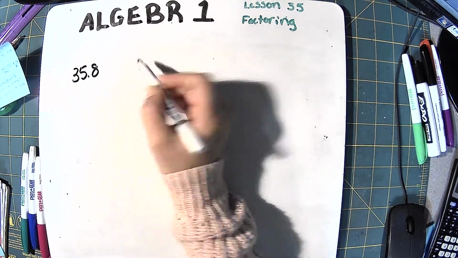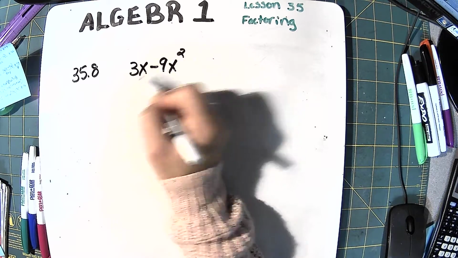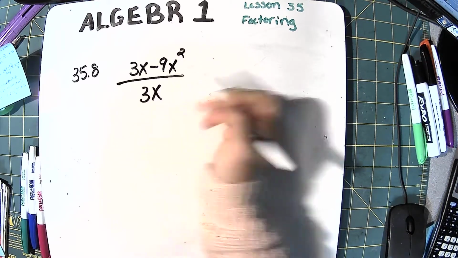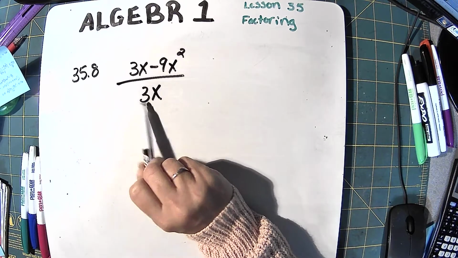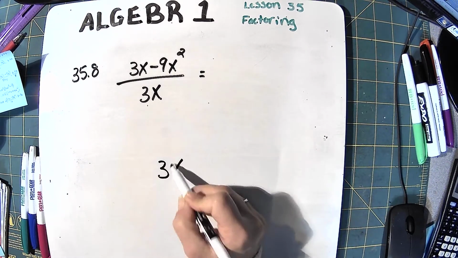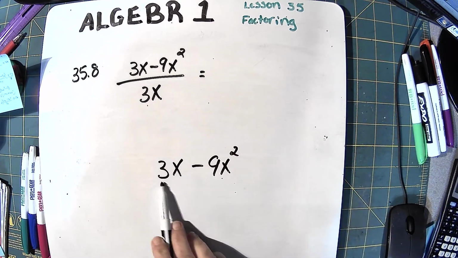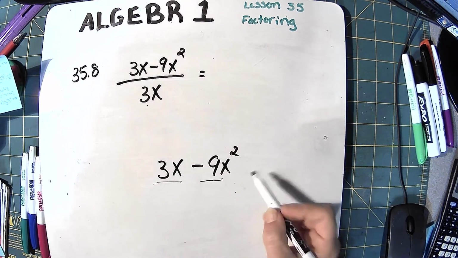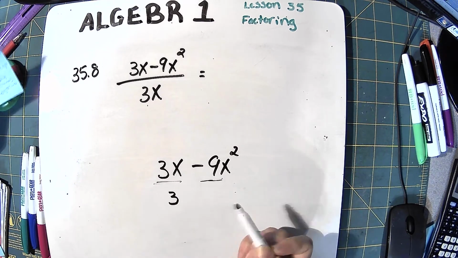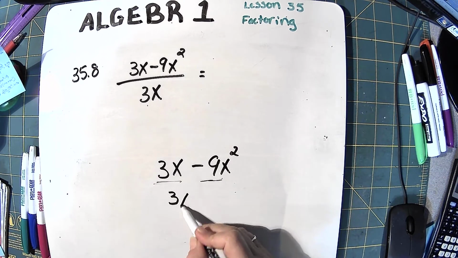35.8 has 3x minus 9x squared over 3x. Now, I'll give you a hint. It's usually whatever's down here. It's going to be what you're going to be pulling out of there. So we're going to factor that first. So we've got 3x minus 9x squared. Well, the greatest common factor of 3 and 9 is going to be 3. And then they both have an x. The lowest exponent on the x is the x.